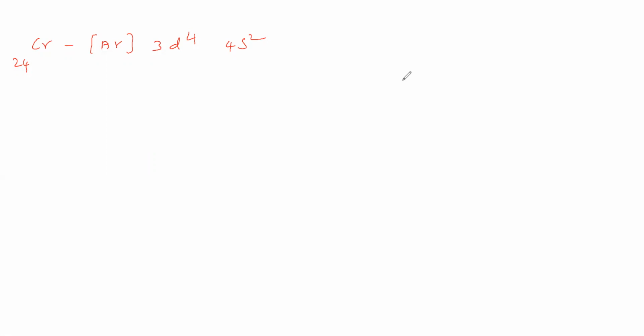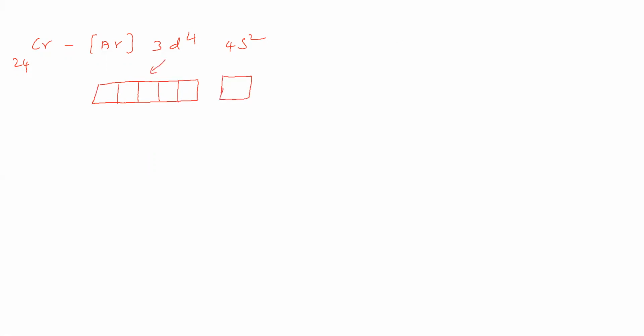Okay, now why the correction is there, that we have to see. First we will take 3d. The 3d subshell has 5 orbitals, which we write as 1, 2, 3, 4 and 5. The 4s subshell has 1 orbital, that we have written.